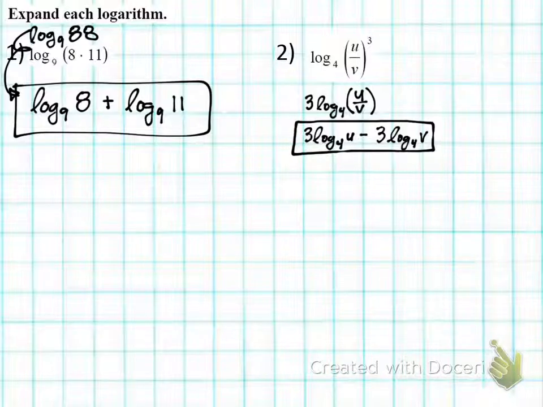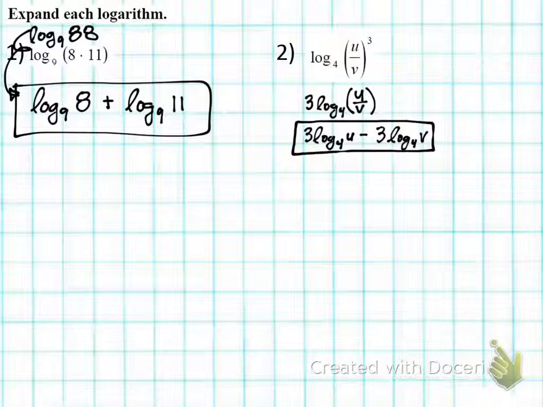Any questions on numbers 1 or 2? Pretty straightforward? Yeah. No, you don't have to put the property, though you need to be familiar with what they're called.